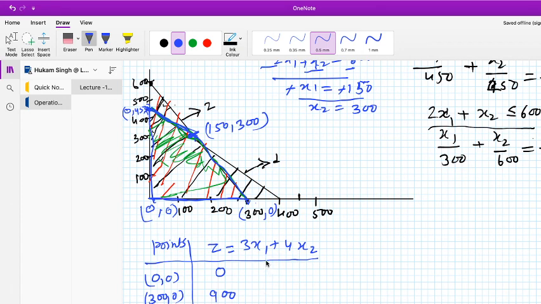Okay, and our objective is to find the maximum value. So the maximum value here is 1800. So it means the solution of our problem is x1 equals 0, x2 equals 450, and z is going to be 1800. So this is the solution of our first graphical problem.